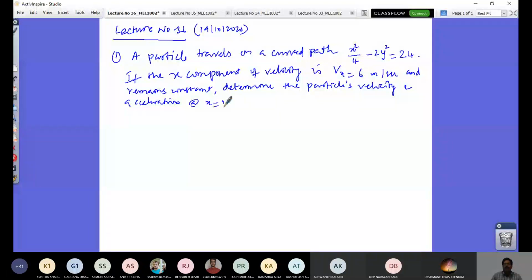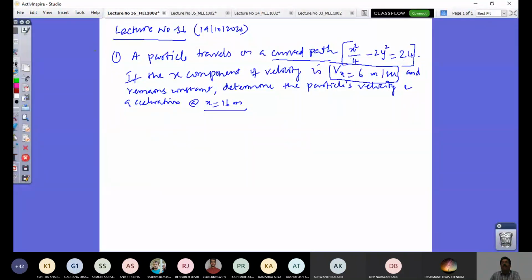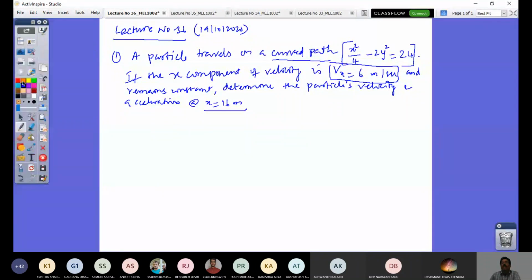That's the question. Since the given equation is a curved path, x squared by 4 minus 2y squared by 1 equals 24. This represents a path equation because you do not have an explicit appearance of x and y as functions of time here. So this is your path equation. On this path, you know that the x component of velocity Vx is constant. When you are given the statement that Vx is constant, immediately you know that Ax equals 0.